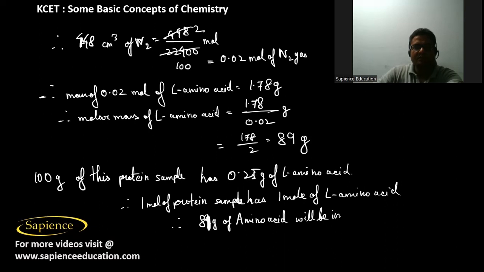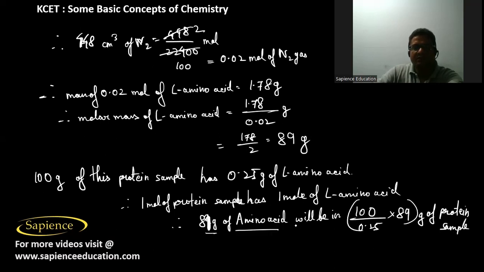So 1 gram of L amino acid will be in 100 by 0.25 gram of the protein sample. So 89 gram will be in this into 89 gram of the protein sample. So therefore, 1 mole of the L amino acid is there in 1 mole of the protein sample.